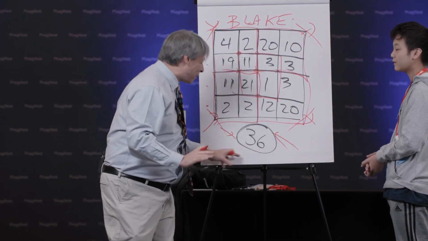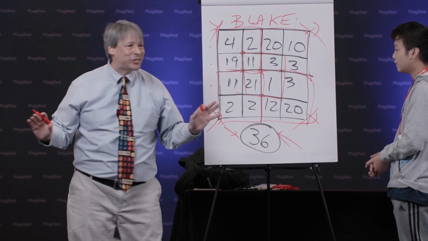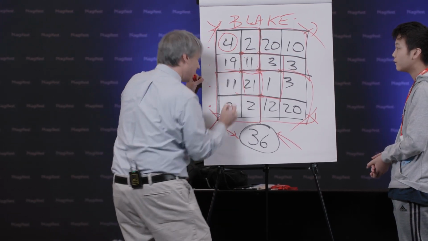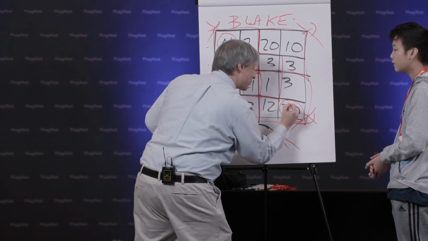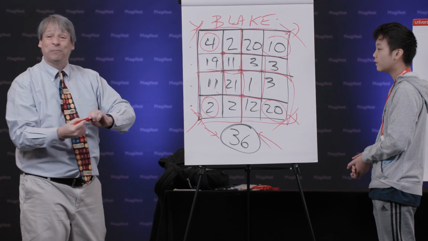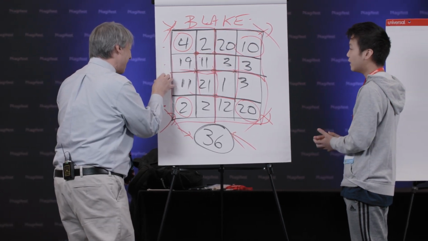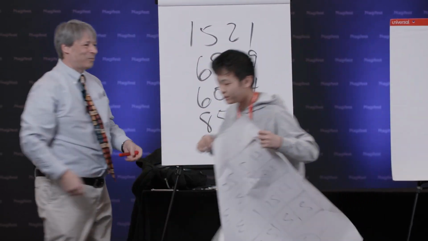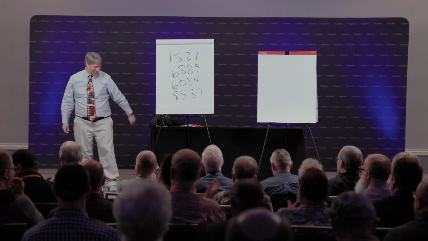But wait, here's the cool part. Not only do those 4 numbers in the corners add to 36, if you look at them closely, you'll see we have 4, 2, 2010. So please keep this as a souvenir from me, and let's all give Blake a nice round of applause. Thank you, Blake, very much. One more round of applause for Blake.